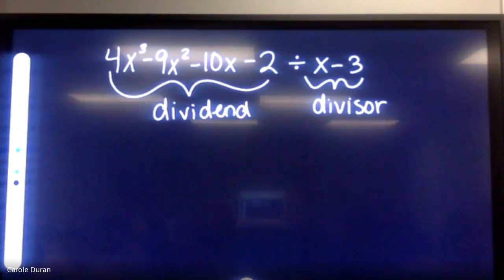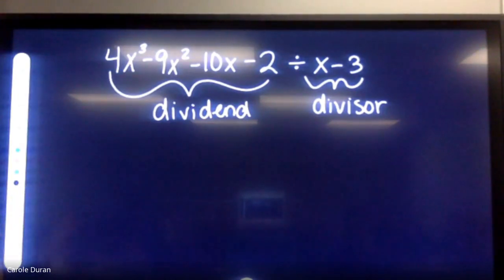I set up my long division house exactly the same as I did with those. We set it up the exact same way with the dividend under the house.